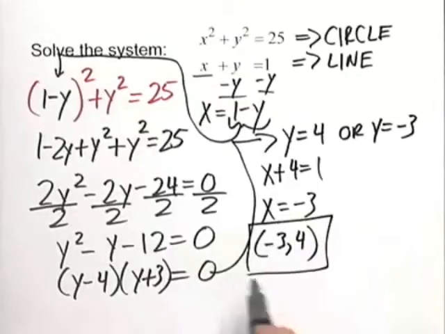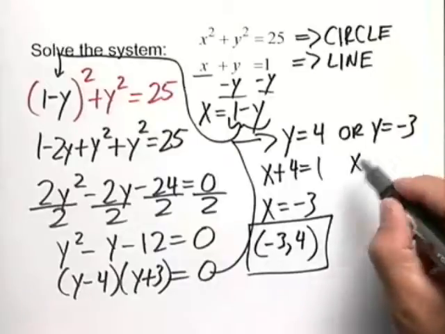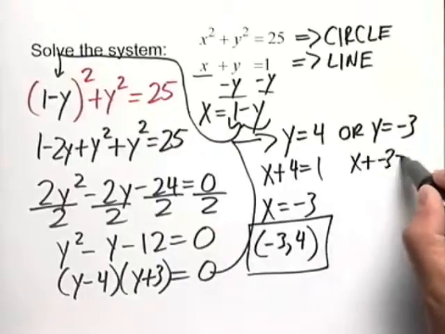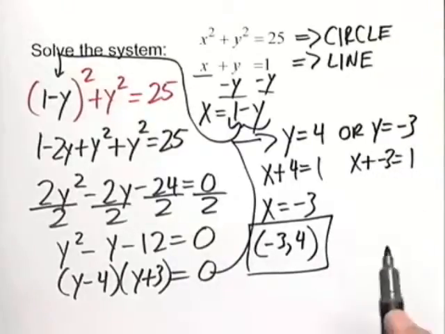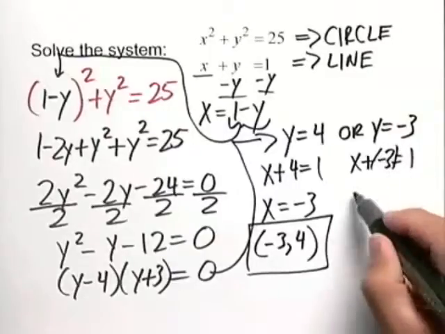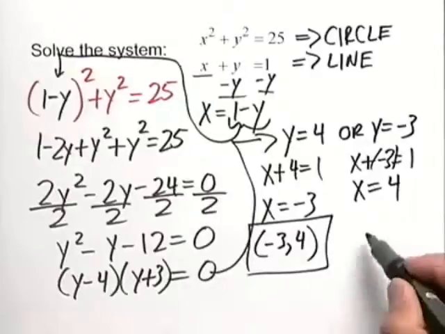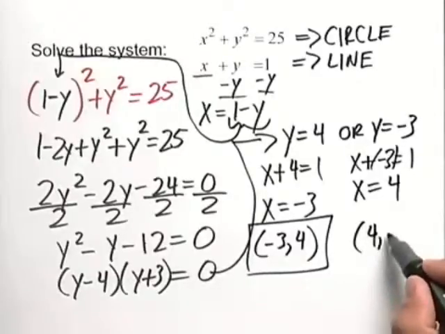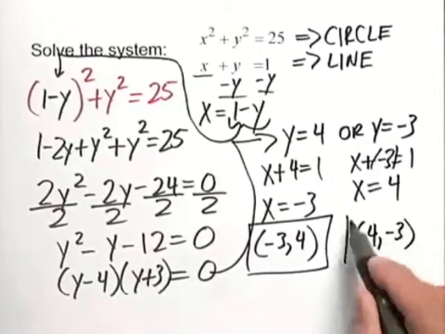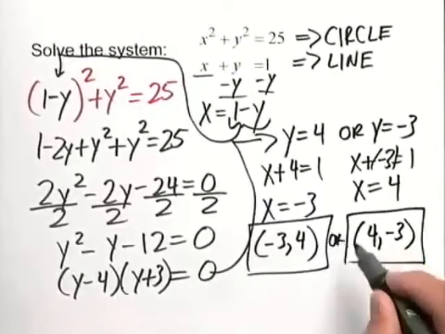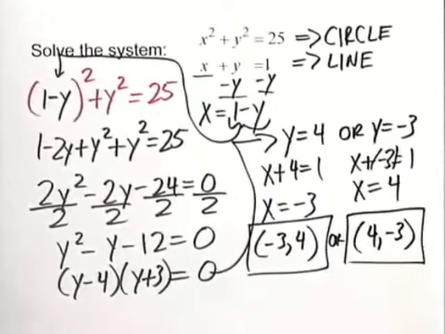We need to do the same thing when y is equal to a negative 3. Plug that back, and if you wanted to get fancy here, you could plug it back into the circle equation. Let's just go ahead and plug it back into the linear equation. That's a little bit nicer. And when we add 3 to both sides, we're going to end up with x is equal to 4. And writing this as an ordered pair, we have 4, negative 3. And these are the two ordered pairs at which a circle and a line will intersect.